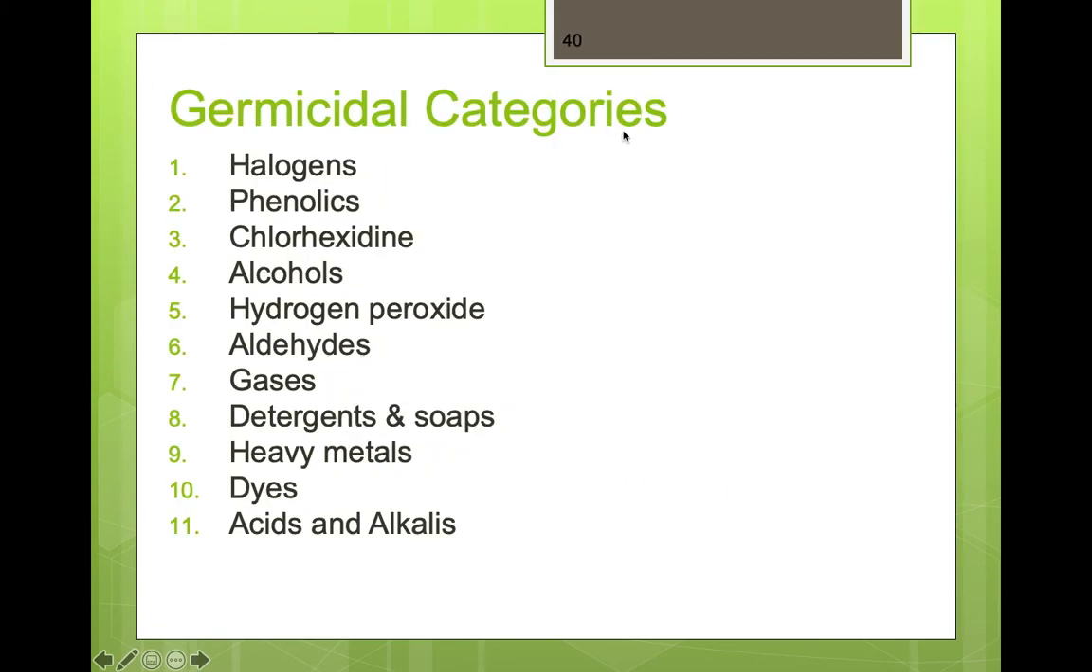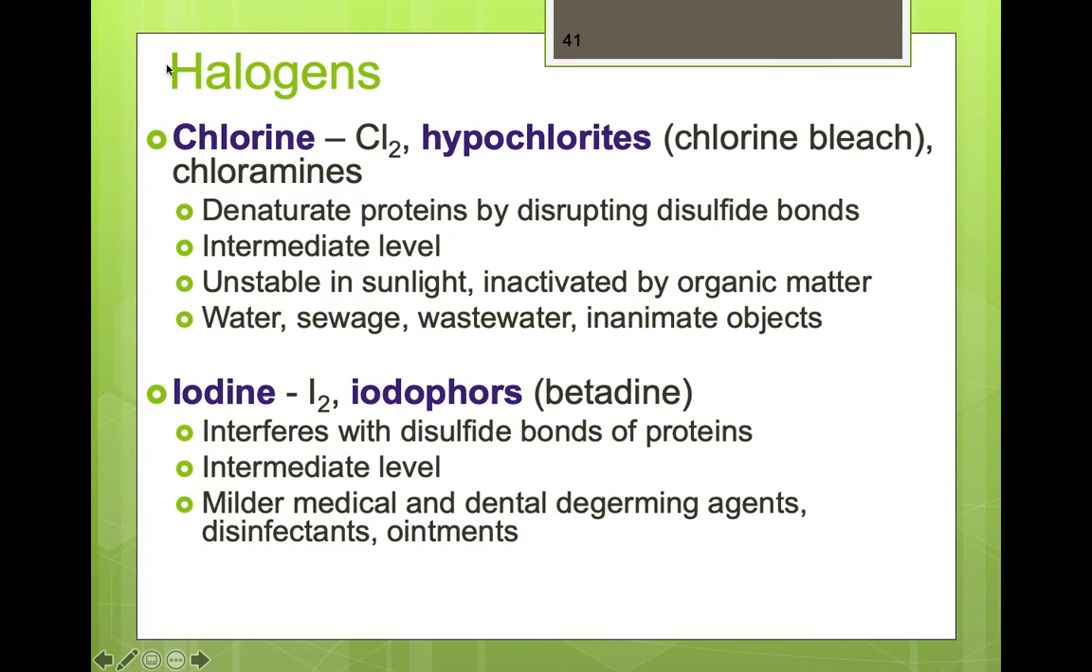So let's talk about some disinfectants real quick. We'll go over these very briefly and talk about the different types of classifications and how they work, and how each one of these is used in a microbiology setting or a hospital setting, and each one of their classifications. So the very first type of disinfectant is something called a halogen.